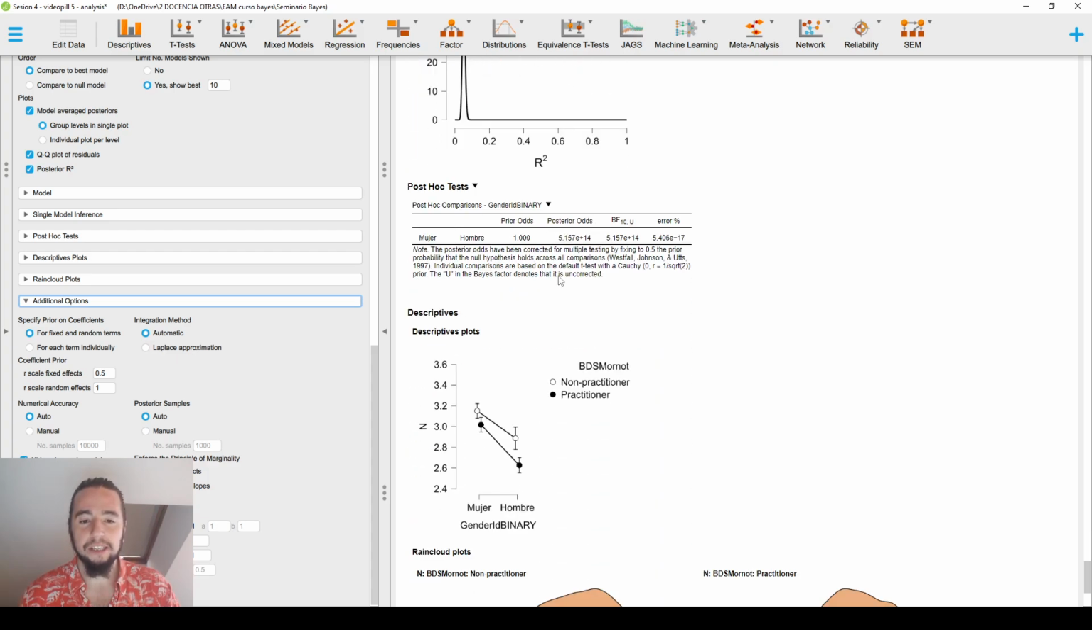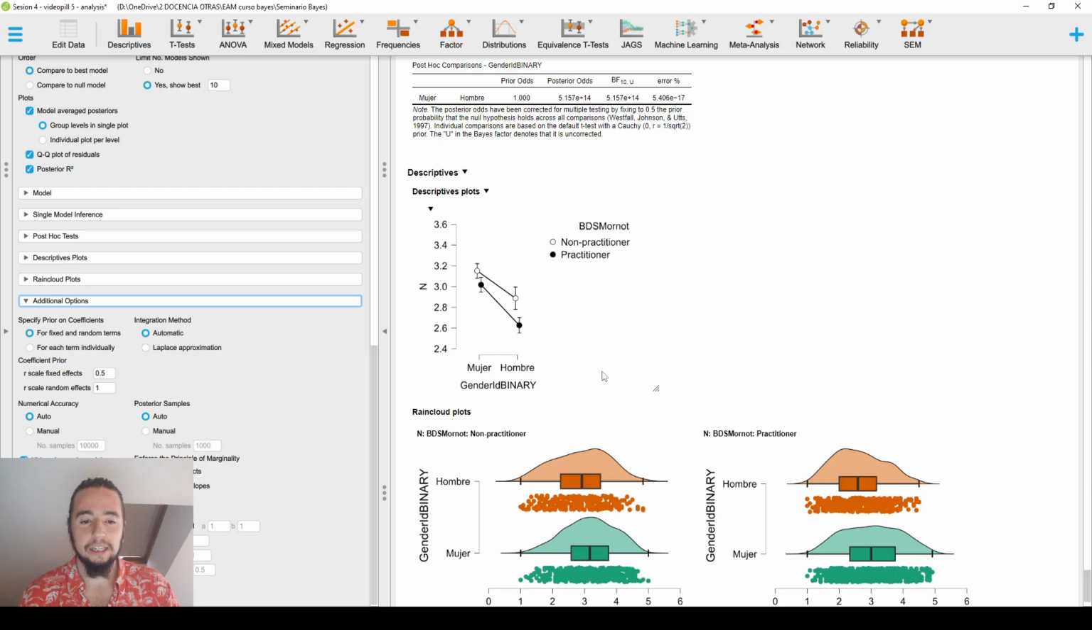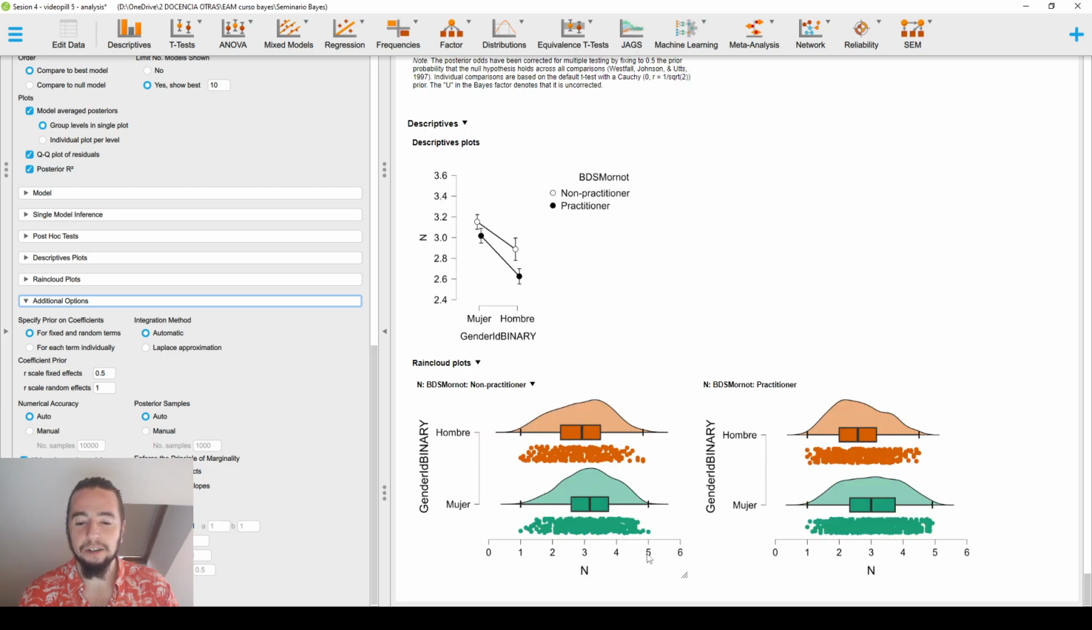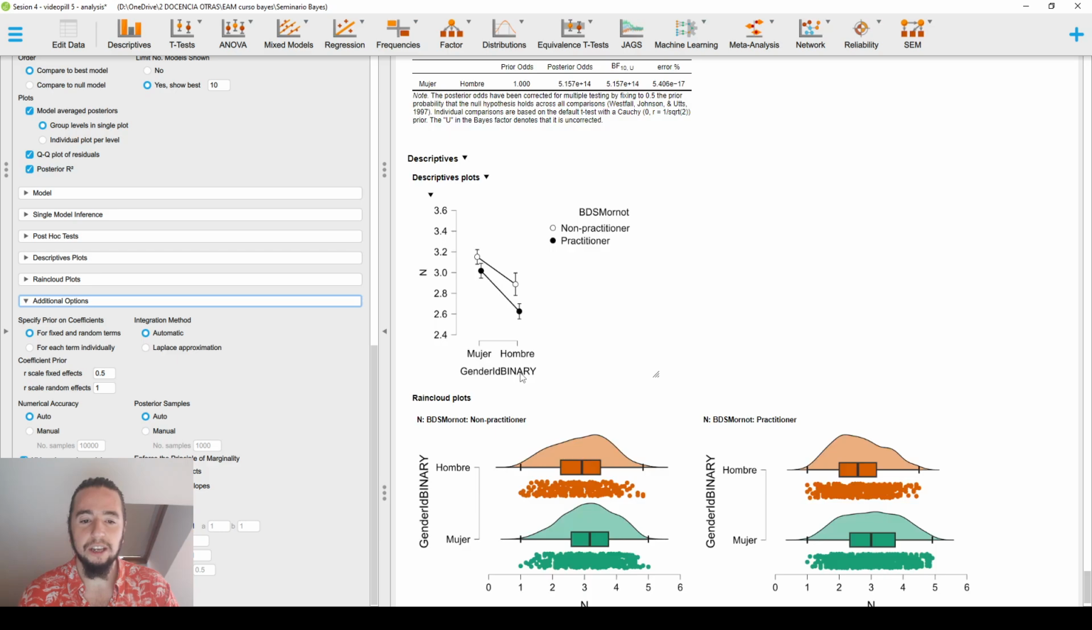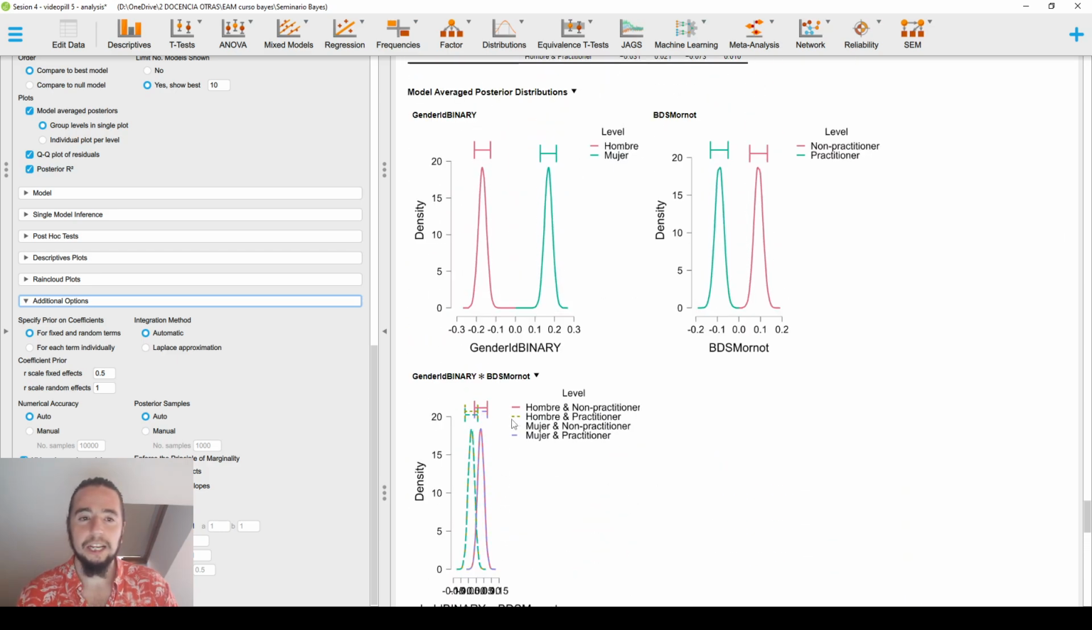and here we have our results. For example, here is a post-hoc comparison only for gender. Here are the plots that we asked for, as you can see here. Okay, so that's a Bayesian ANOVA.